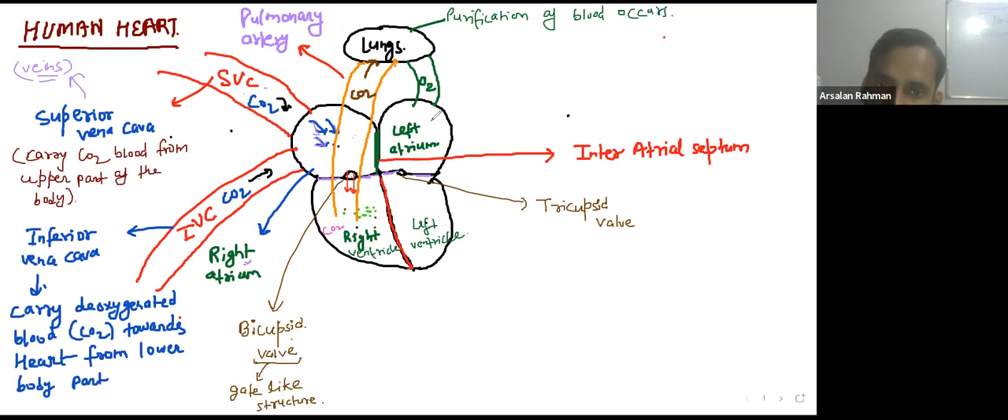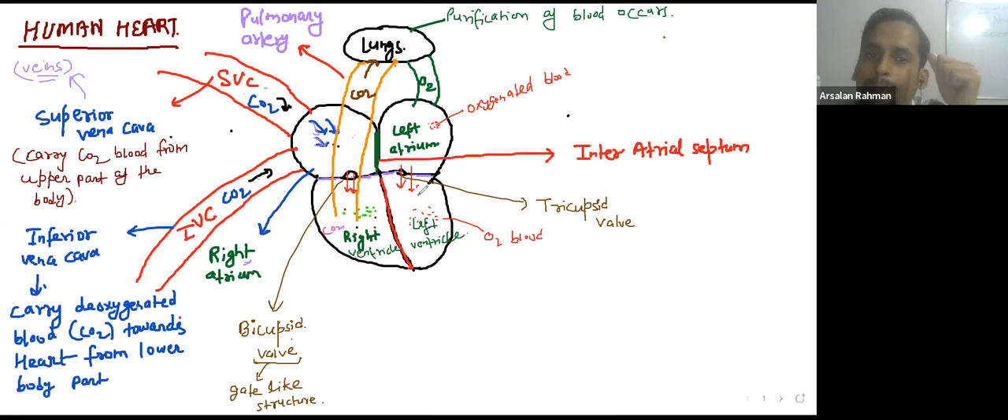Now here is oxygenated blood. Now oxygenated blood will enter here, inside this part, the left ventricle. Okay. Here it is oxygenated blood. Now this oxygenated blood needs to be transported to all the body parts, yes or no? This oxygenated blood is required by all the cells. So now the heart will pump the blood towards all the body parts.